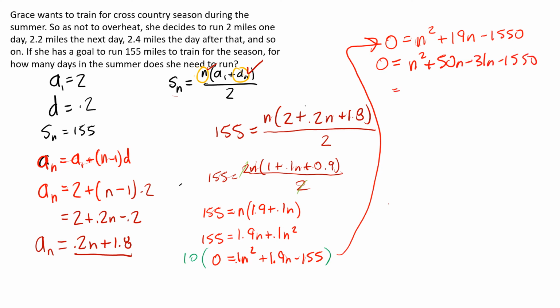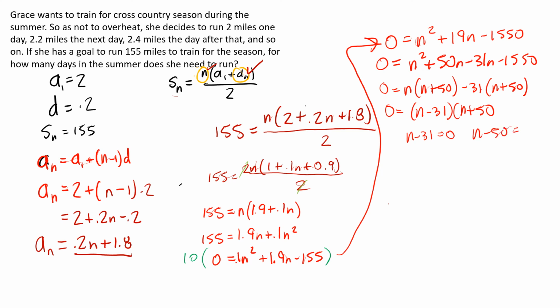Factor out n from the first terms. We have n plus 50. From the second terms we factor out a negative 31. We're left with n plus 50. So this factors to be n minus 31 times n plus 50. And so 0 is equal to this. The zero product property says that n minus 31 could be 0, or n plus 50 could be 0. So that means n is either 31 or maybe negative 50.